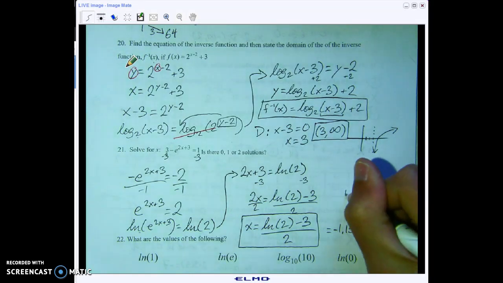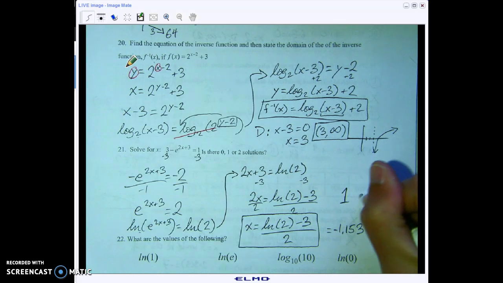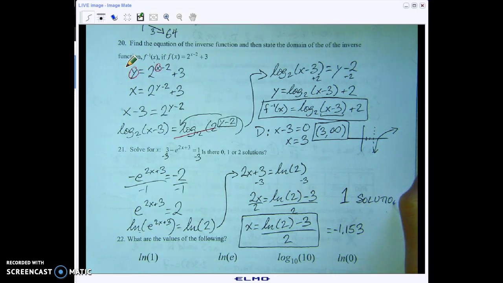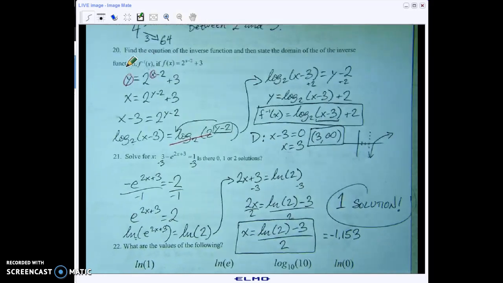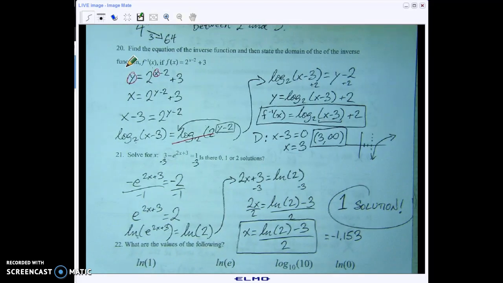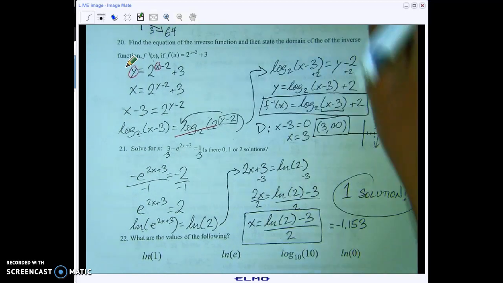Okay, negative 1.153, which is one solution. Right, one solution. That's kind of a circle. You get the idea. One solution.